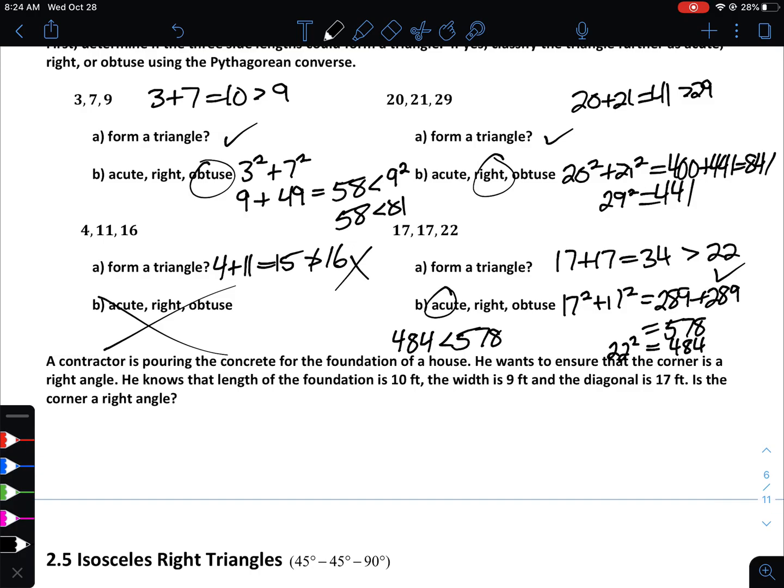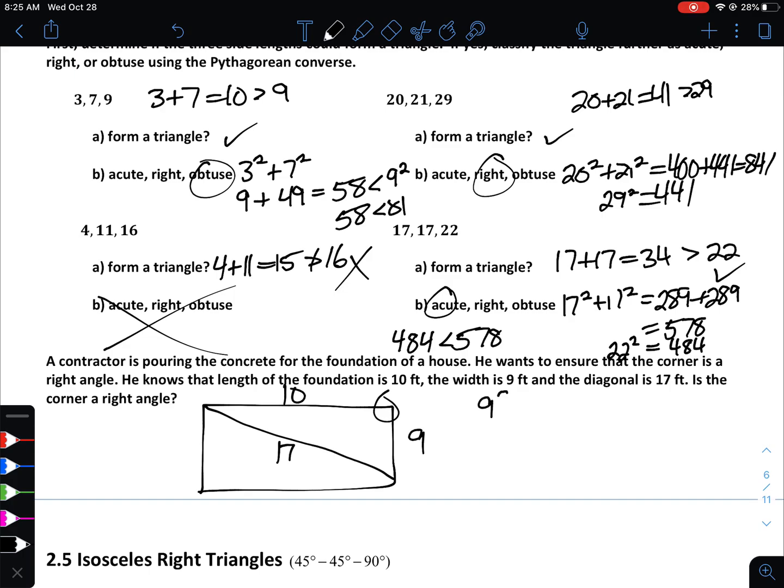All right, so let's see how this works in context. A contractor is pouring the concrete for the foundation of a house and wants to ensure that the corner is a right angle. Notice that the length of the foundation is 10 feet. So we've got our foundation. The length is 10. The width is 9 feet. So here's 9. And our diagonal is 17 feet. So here would be 17. And we want to know, is this angle that I've circled a right angle? Well, let's look and see. What is 9 squared plus 10 squared compared to 17 squared? I'm just going to put a question mark there because we don't know that they are equal. We do want them to be equal if it's a right angle, though.